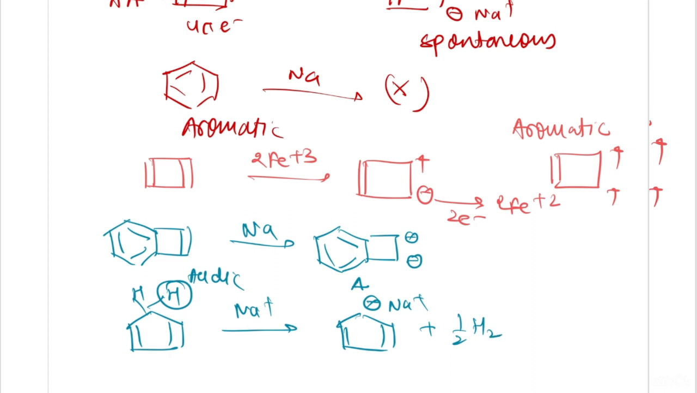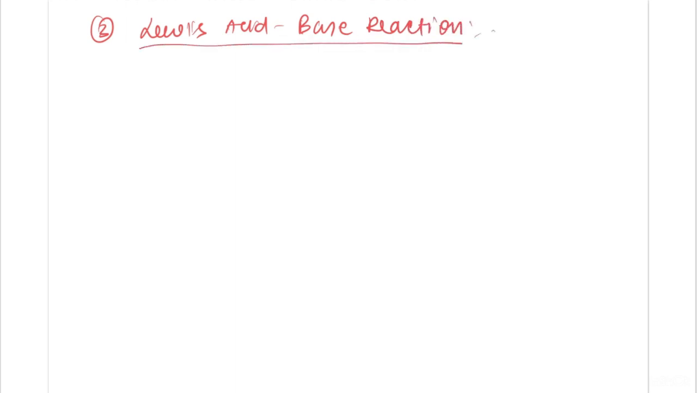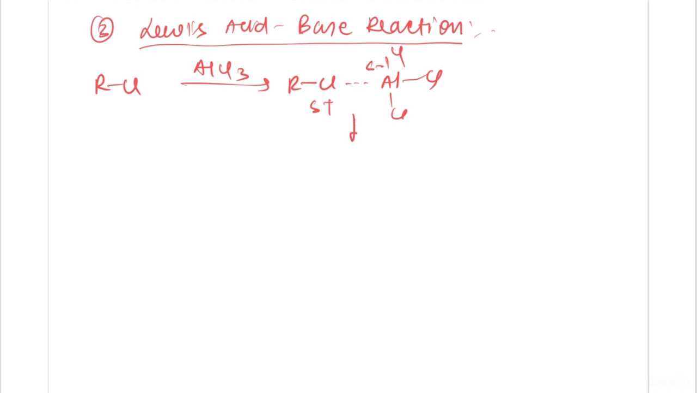Now we have Lewis acid base reaction. Lewis acid base reaction: RCl when we react with AlCl3. It will become RCl, Al, Cl and Cl. It will have delta positive and it will have delta negative. And form R plus and AlCl4 negative.